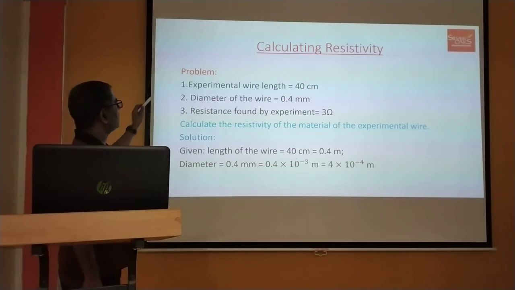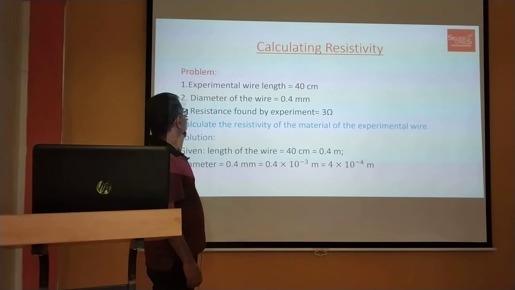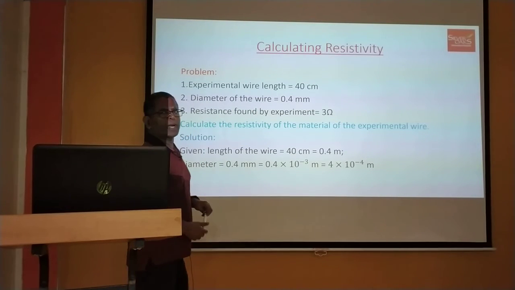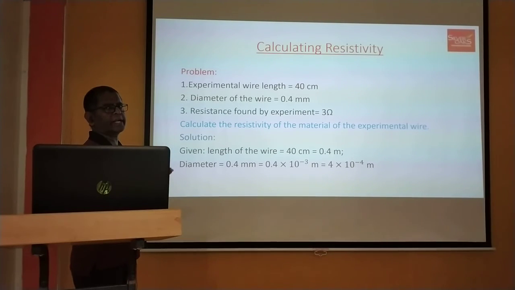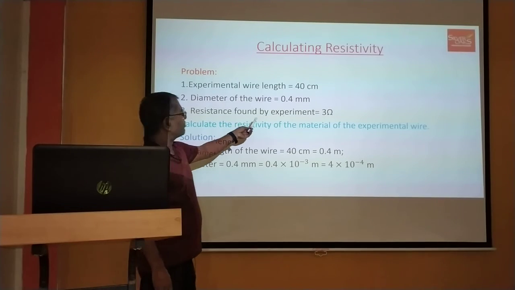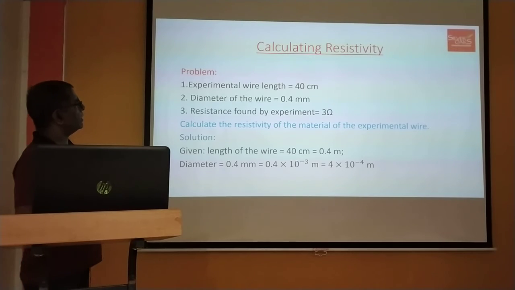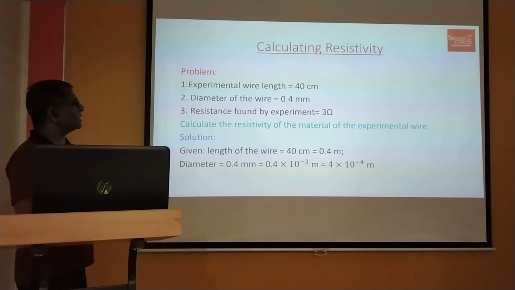In the Ohm's law experiment, the wire length was 40 centimeter, which you have seen, and the diameter of the wire, which I have shown you again, is 0.4 mm. If you see the graph we drew yesterday of voltage and current, we found that the resistance is 3 ohm. So the length, diameter and resistance are given. The question is, calculate the resistivity of the material of the experimental wire.